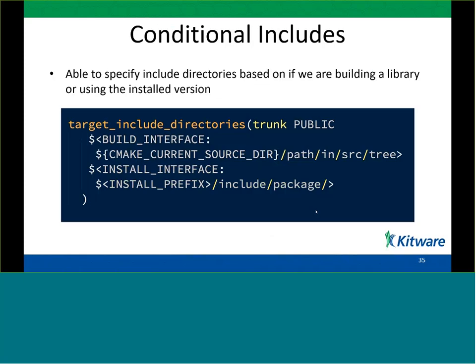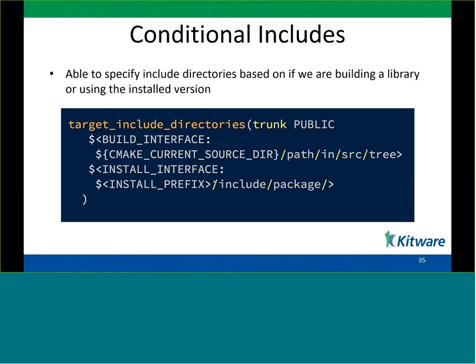Conditional includes. So you can specify include directories if we are building a library or using the installed version. This is pretty important to note. When you're building your software, your include directory is going to be somewhere in your source tree, obviously. But after you install it, you're going to want to put it in the install prefix include package, and you can see right there it's using what's called a generator expression, and that's the dollar angle bracket, and this allows CMake to expand those variables out when it's in its generate phase.